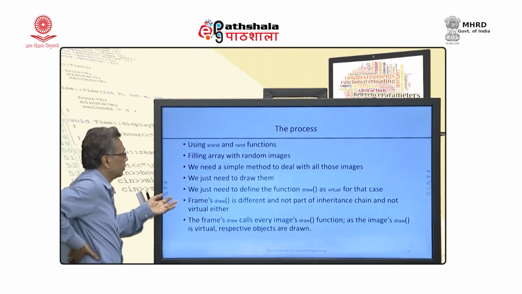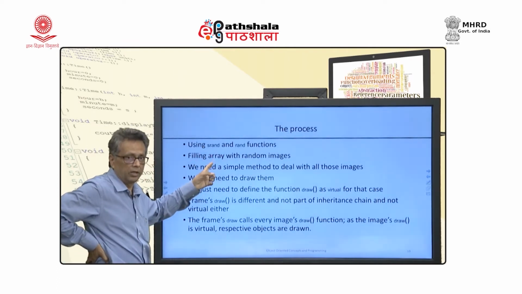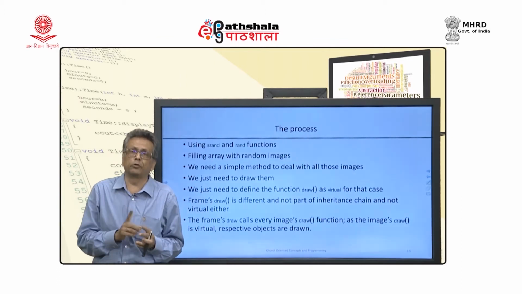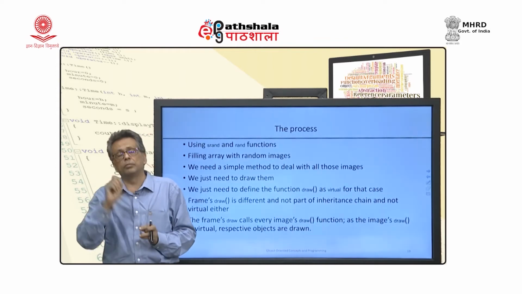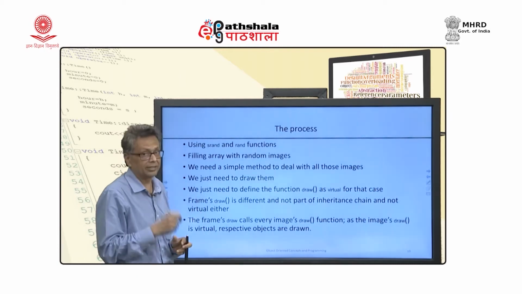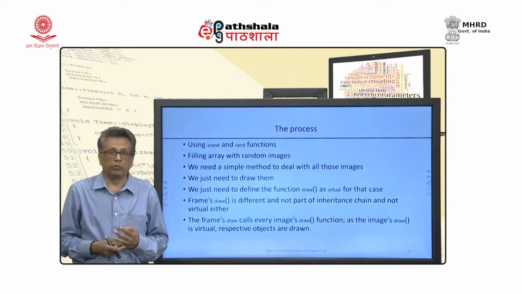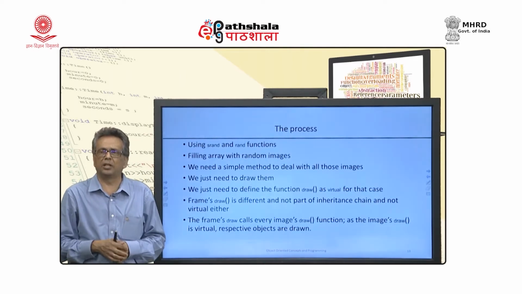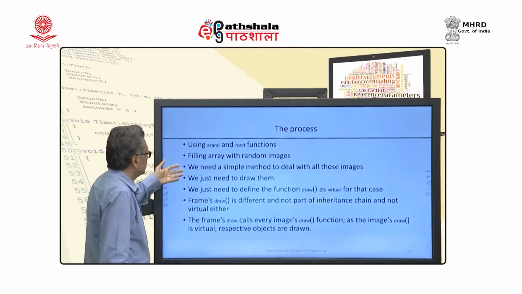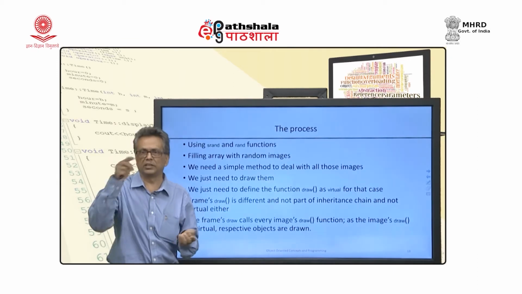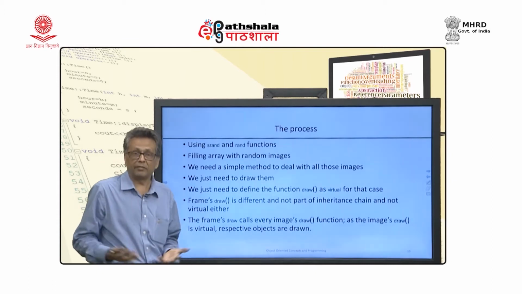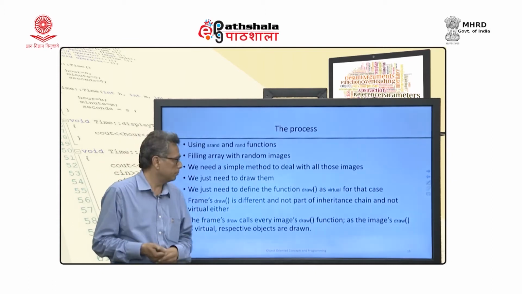Okay. So, the process includes using the rand and srand functions. The rand function will get you a random value, srand will set the seed value. Remember, if you keep the same seed value, the sequence of the random number generation will always be the same. Okay. So, that is very critical for you to understand, and that is the reason why we use srand with the time value. So, whenever you run, you get a different value and you get a different type of obstacle. Okay. And what we do is we just fill the array with random images, we just make it point to them. We just need to draw them, and actually the obstacle is to be drawn.